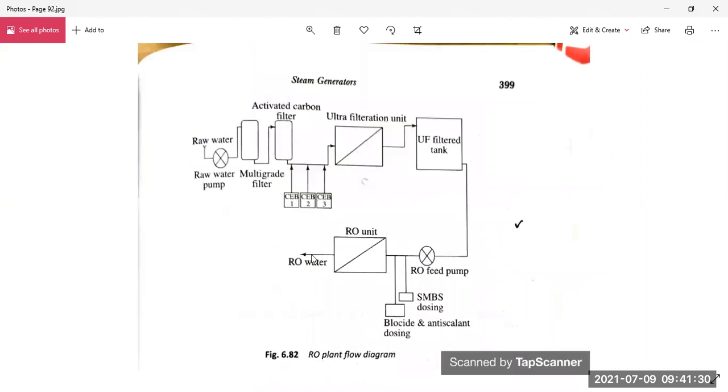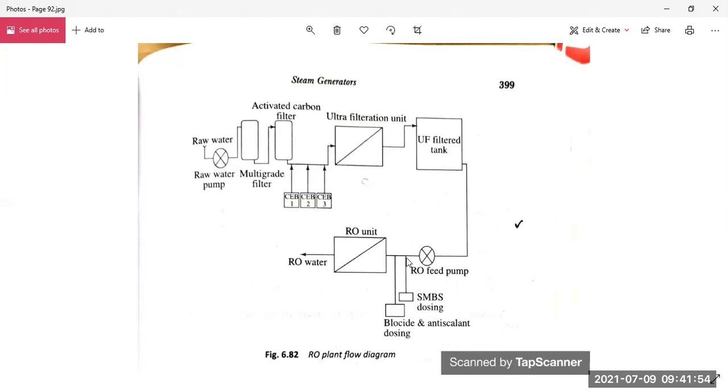This is the RO plant flow diagram. Raw material comes through here. It is a pump itself. This is the multi-grade filter, and it is the activated carbon filter, through which it goes, then through the ultrafiltration unit, and then goes through the ultra flow filter tank itself. Then it comes back again to the tank.